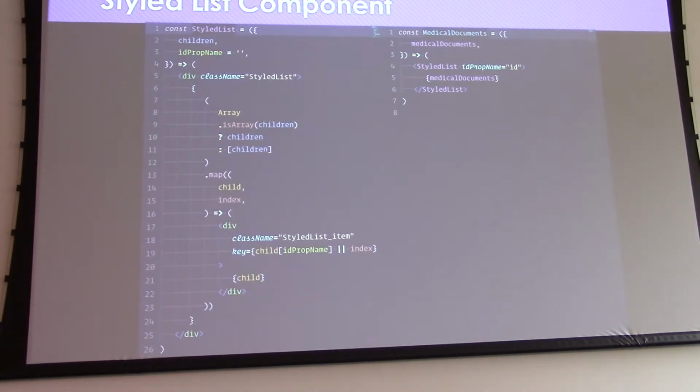And then a styled list component. This is where I probably would have used it, where you've got medical documents coming in from an Ajax call, and you're passing it in as children. And then over here, I'm checking if children is an array or a single item. I wouldn't need to check it here if it's coming from Ajax, but this is how I wrote this a long time ago.